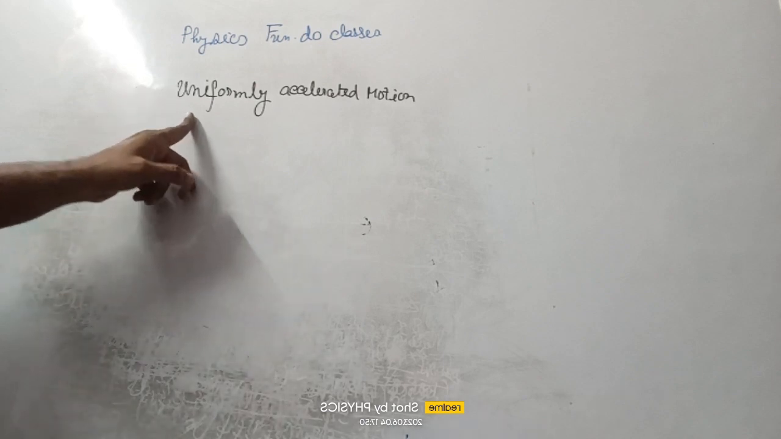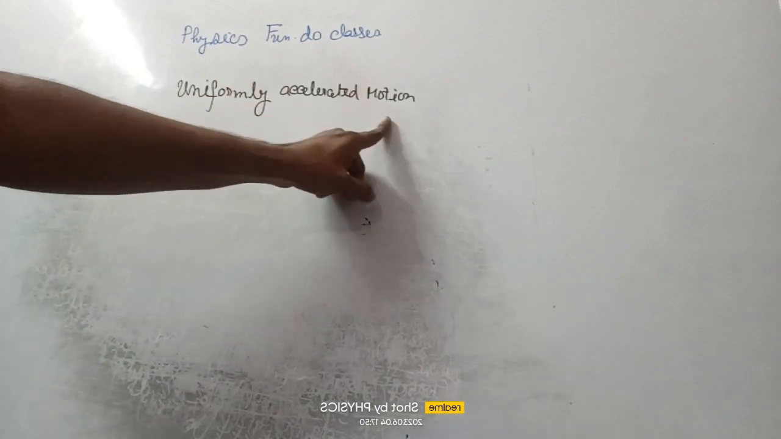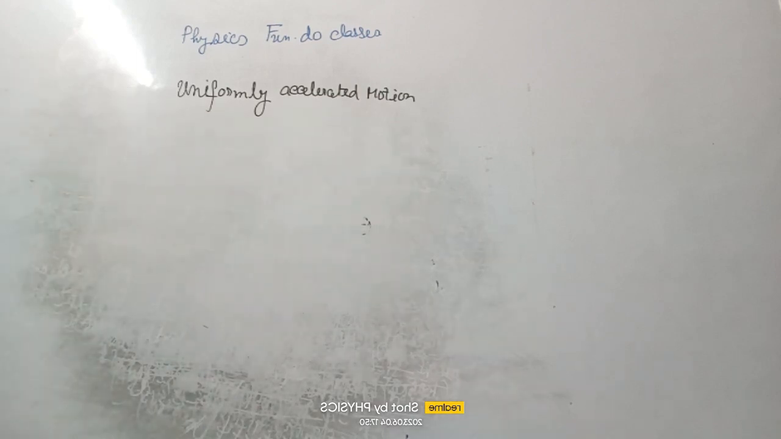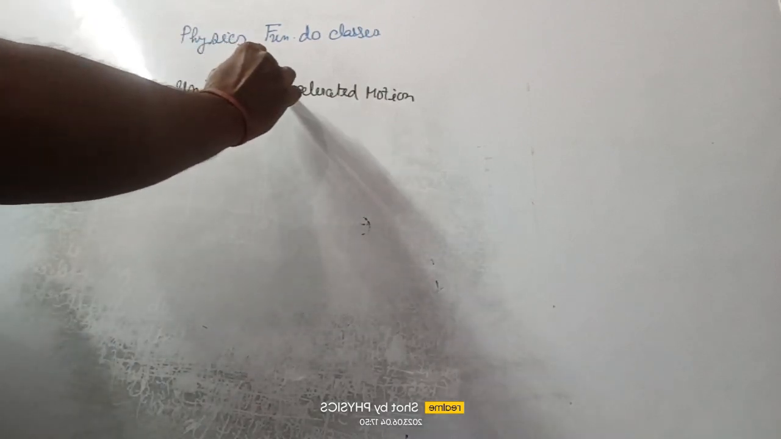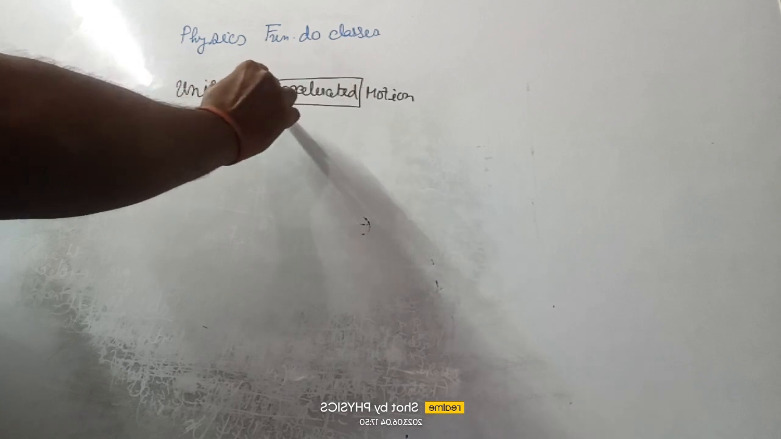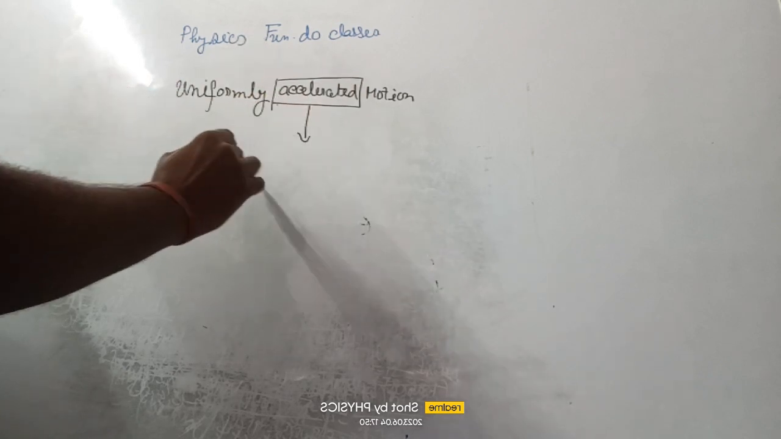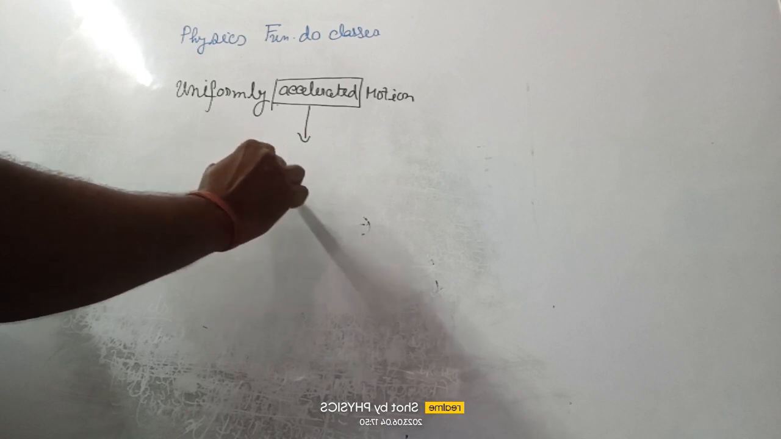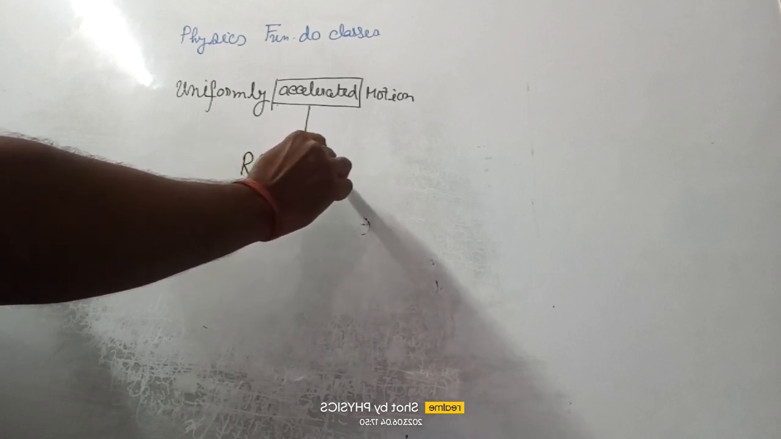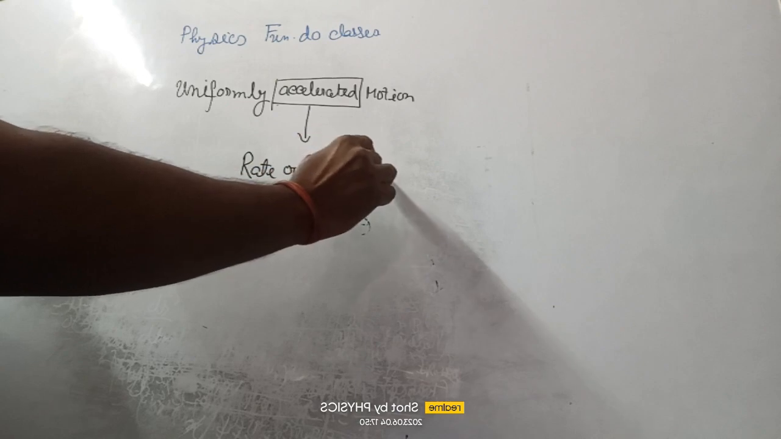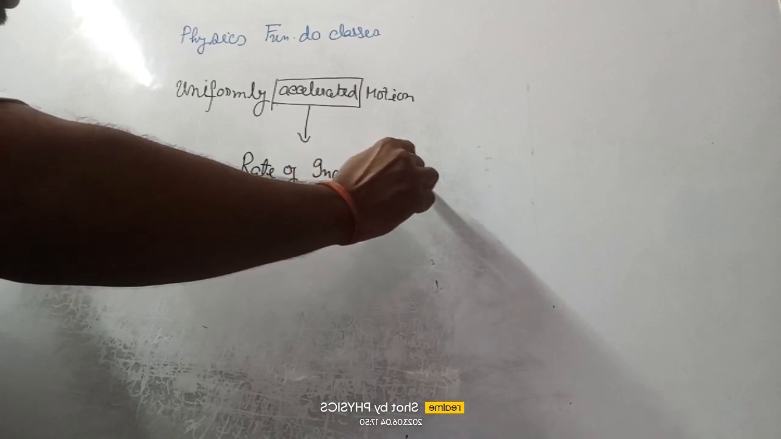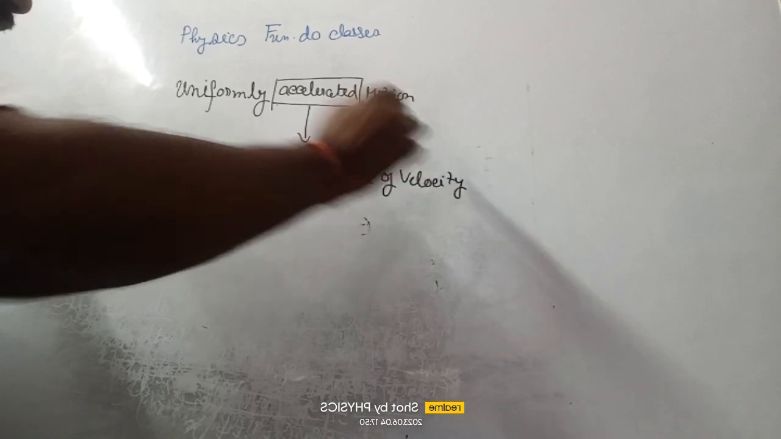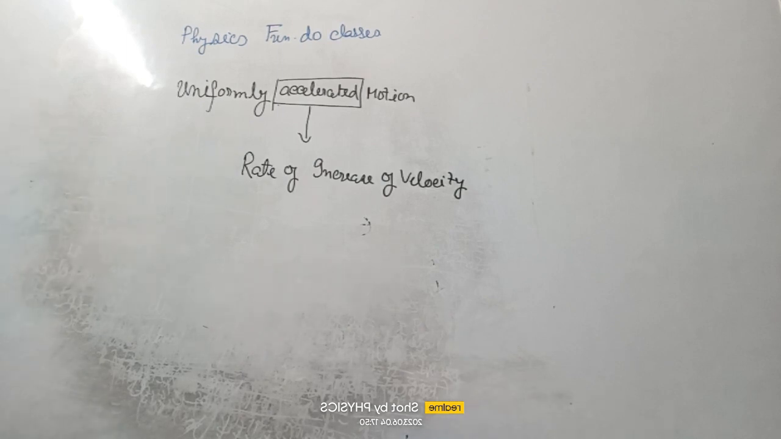Today's lesson is uniformly accelerated motion. Now we first understand what is acceleration. What is acceleration? The rate of increase of velocity is known as the acceleration.